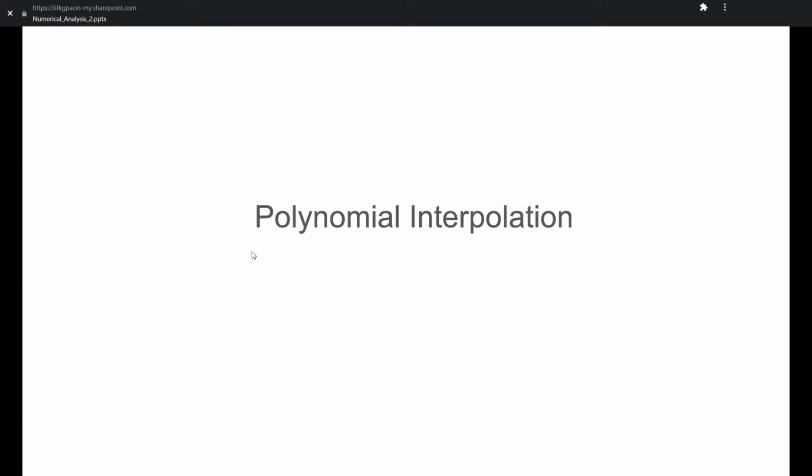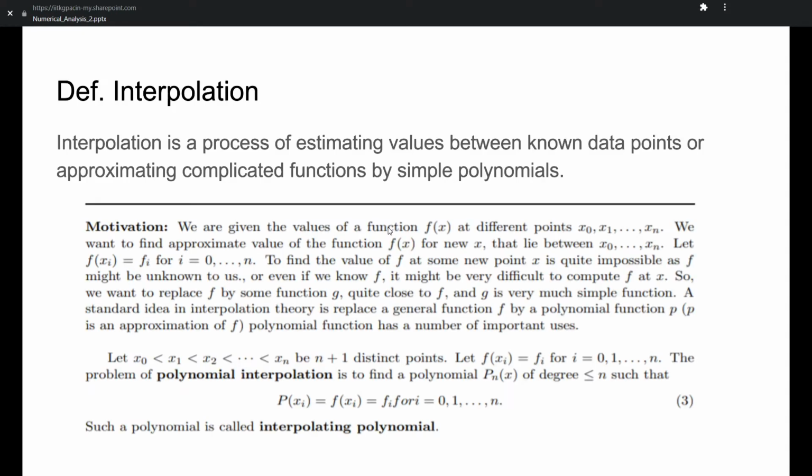Now let us look into polynomial interpolation. So the definition is: interpolation is a process of estimating values between known data points and approximating a complicated function by simple polynomials. So why do we need an interpolating polynomial?